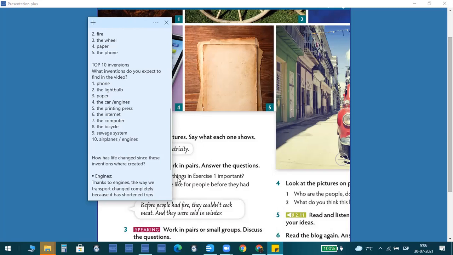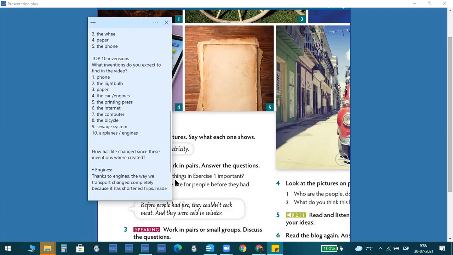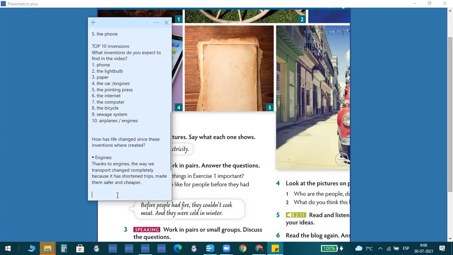What else? Has shortened trips. Do you think that, for example, in the past, traveling was cheap? If you wanted to travel from one place to another, was it cheap? And was it safe also? Yeah, I think so. Shortened trips made them safer and cheaper. Surely, in the past, traveling by plane was very, very expensive.